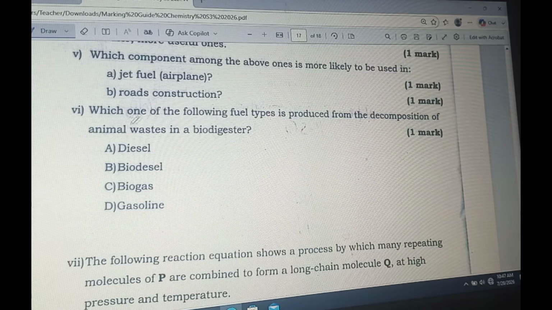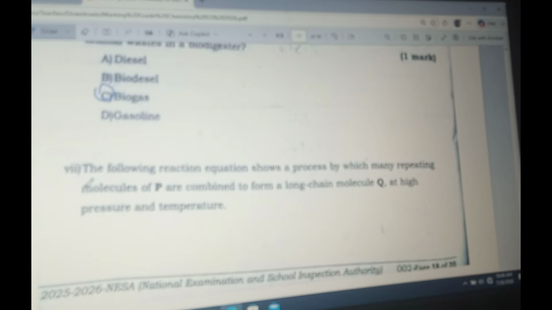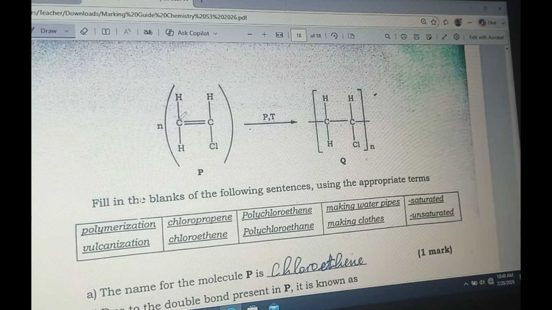VI. Which one of the following fuel types is produced from the decomposition of animal waste within a biodigester? Is this one C? Biogas. Okay. VII. The following reaction equations show the process by which many repeating molecules of P are combined to form a long chain Q at high pressure and temperature. You see, this is P, this is Q.